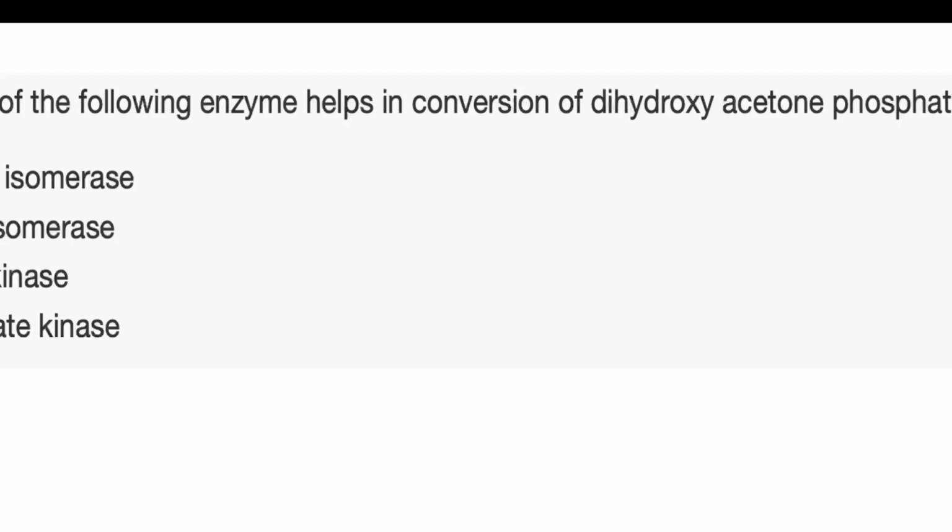Come on, students, which option do you think is the correct answer? Glyceraldehyde 3-phosphate, does it ring a bell? What is the step in which glyceraldehyde 3-phosphate is involved? There is a conversion of dihydroxyacetone phosphate to this molecule, glyceraldehyde 3-phosphate. If you remember the whole pathway of glycolysis, then this will be easy.